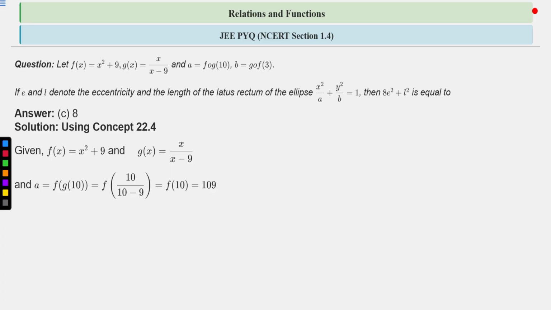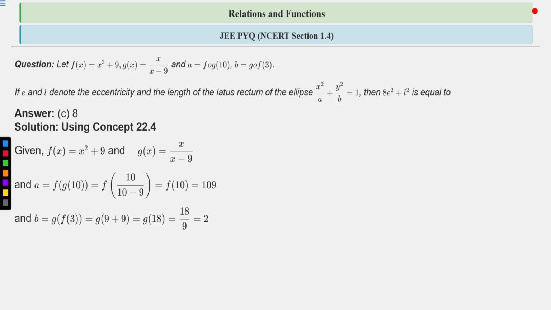So a is equal to f of g(10). g(x) is x upon x minus 9, so g(10) is 10 upon 10 minus 9, which is equal to 10. So a is equal to f(10). And what will be f(10)? f(x) is equal to x² + 9, so f(10) will be 10² + 9, which is equal to 109. So a is 109.